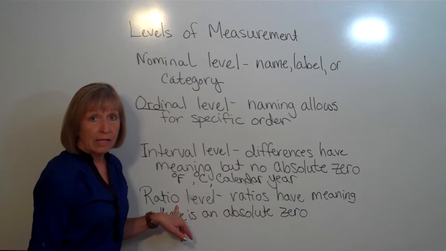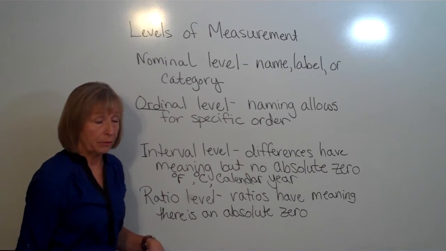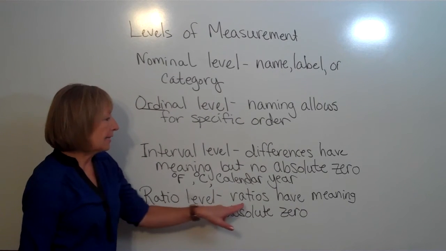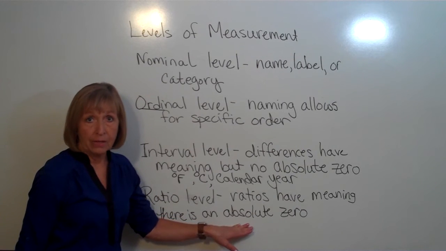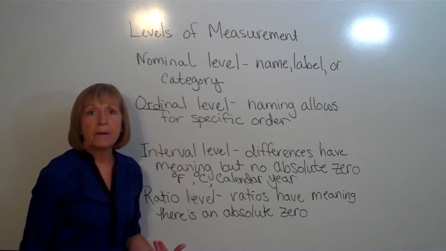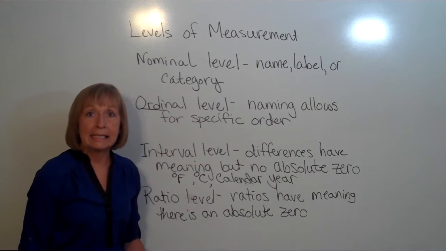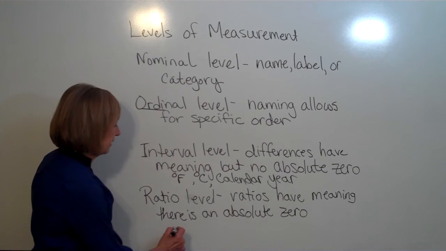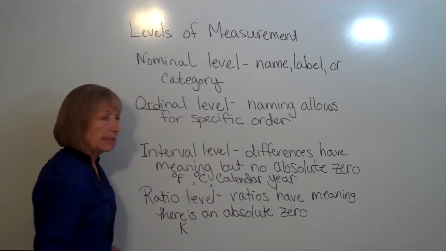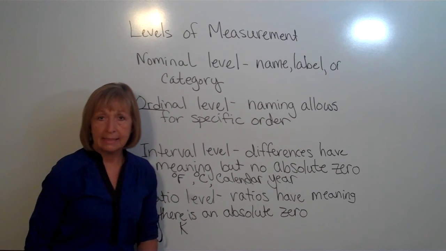Now for ratio level, the highest level of measurement we have for our random variable, that's where ratios have meaning, and there is an absolute zero. So with that, there is a temperature measurement that does have an absolute zero, where it means no heat, and that's in Kelvin in your science classes.